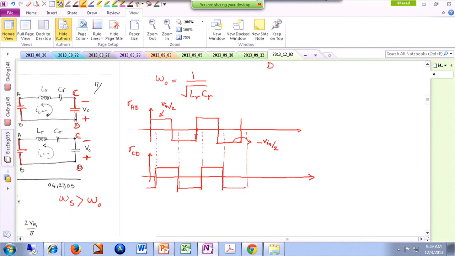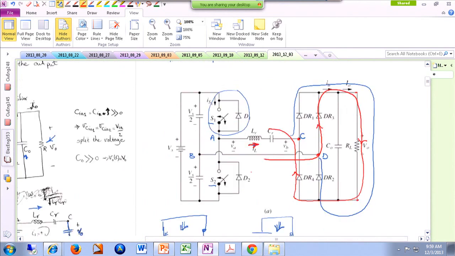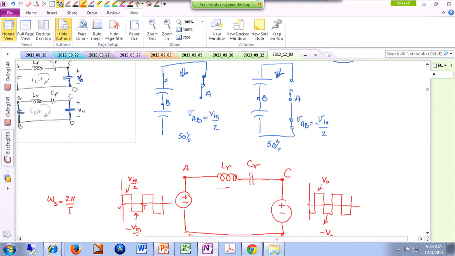All right, something like this. So this level is V out, and this level is negative V out, okay? And if you plot the waveform of the resonating current, basically, this is what I'm talking about. This current over here, okay? Or basically this current over here.